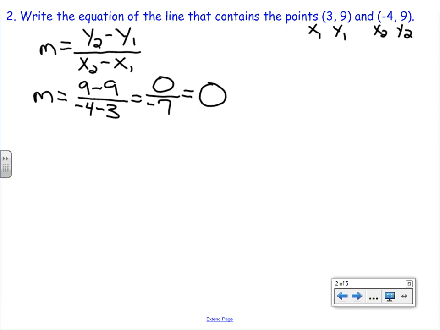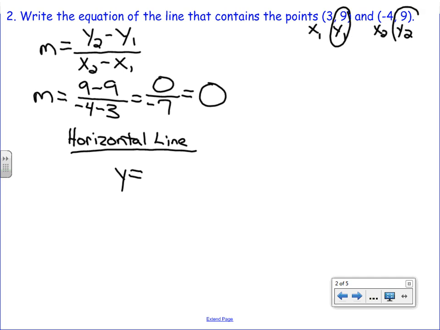Now, hopefully this triggers your memory that a horizontal line has a slope of 0. So the points that we were given actually form a horizontal line. And from yesterday's lesson, we know that a horizontal line takes on the form y equals some number. So now we have to figure out what number that would be. The clue comes from the ordered pairs. If you look at the y coordinates in both of your ordered pairs, they are exactly the same. They're equal to 9, which tells us that all the y values have to be 9. So the equation is just y equals 9.